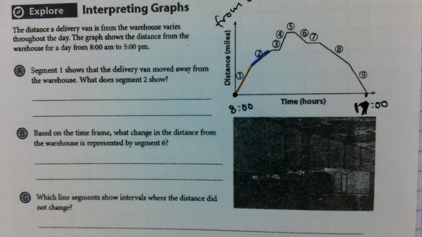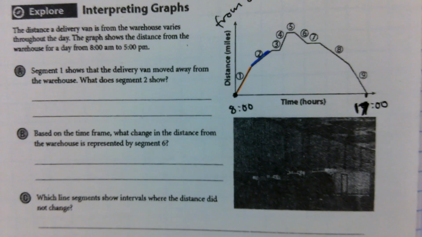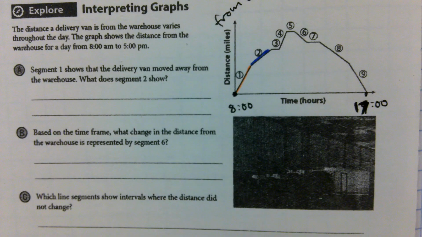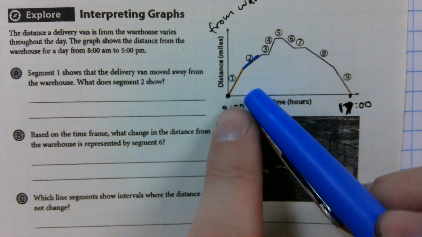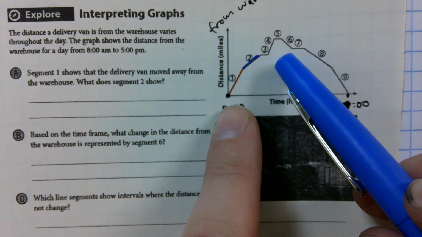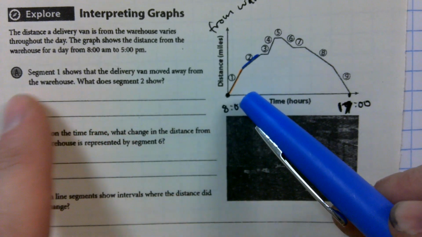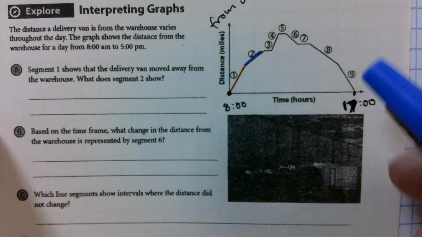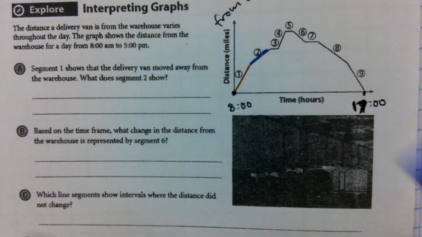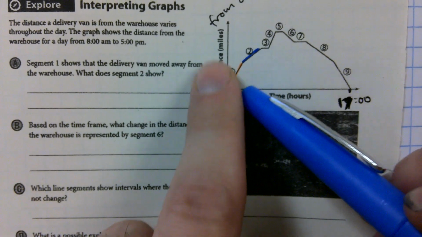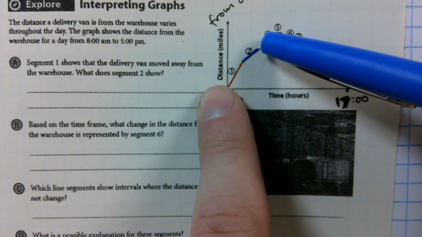The distance is increasing from the warehouse as time passes. Good. So, are you saying that's for segment 1 or segment 2? Segment 2. Okay, you're not wrong. You're absolutely right. Again, there's not a specific answer to this, right? What is the difference between segment 1 and segment 2? It might be a better question.